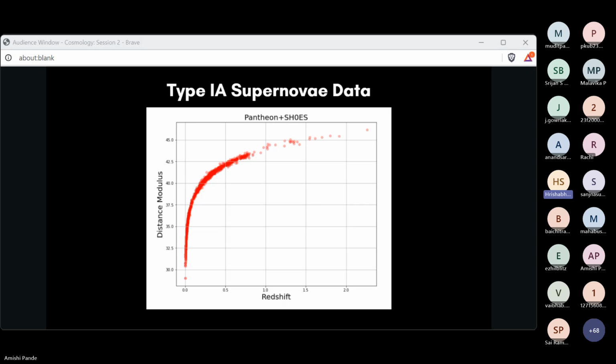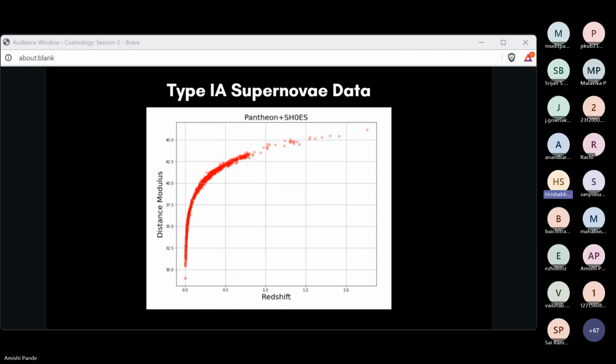Can anyone tell me the reason why we use type 1a supernovae and not anything else? I did tell the reason. And why supernovae only? Why not other galaxies or other stars? Sure, one reason is standard candles because they have peak luminosities. There are other standard candles as well, as you saw in that slide, there are Cepheids and stuff like that. But why do we prefer using type 1a supernova data?